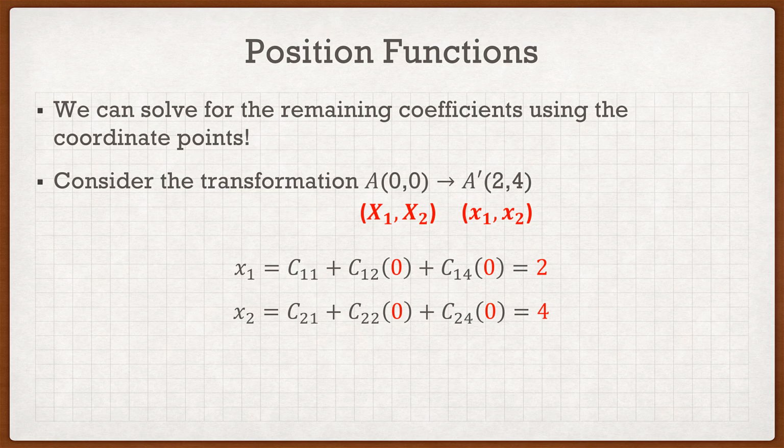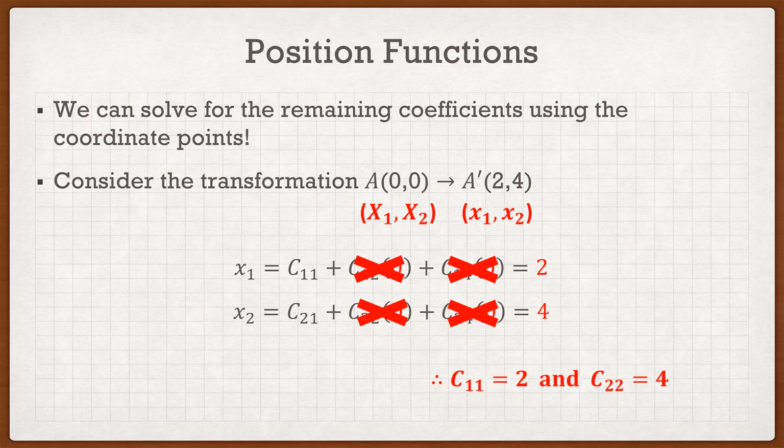is equal to 4. Well, if I factor in the fact that a lot of those terms are multiplied by 0, I can quickly see that C12 is equal to 2, and C22 is equal to 4.